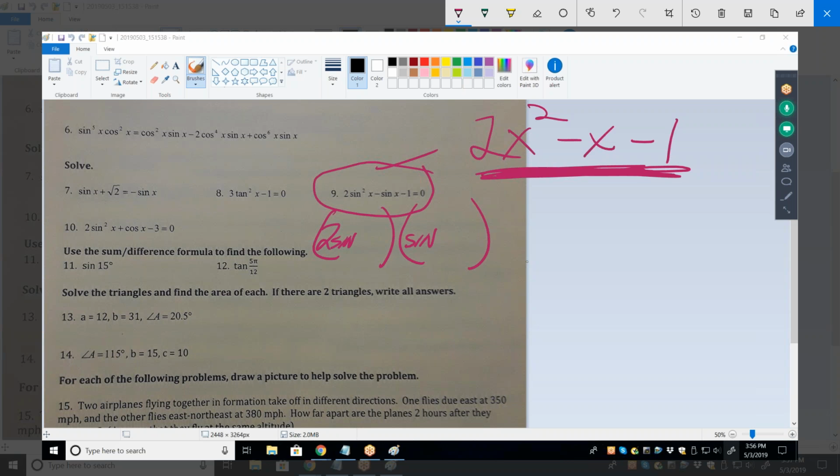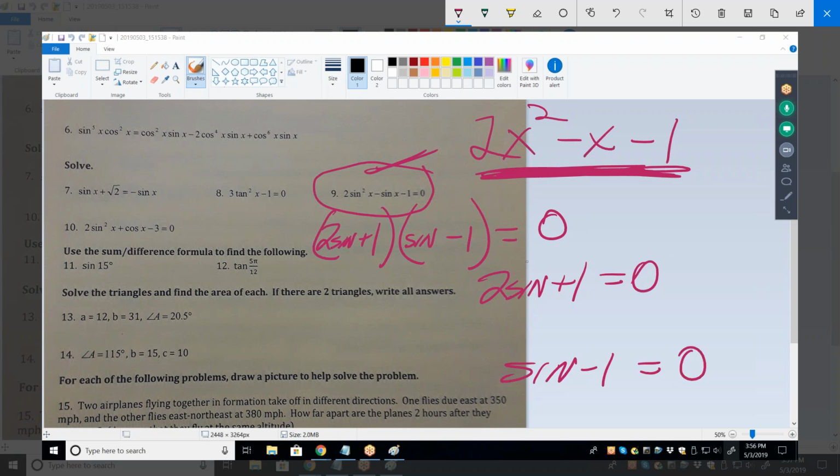And I get minus 1 plus 1. If you multiply those two together, you'll get what we started with. And now I can solve it. In other words, either 2 sine plus 1 equals 0, or sine minus 1 equals 0? Well, this one's pretty easy to solve. Sine of equals 1.